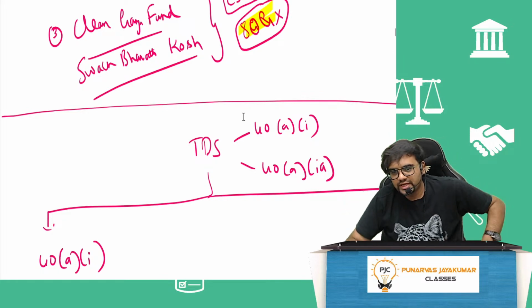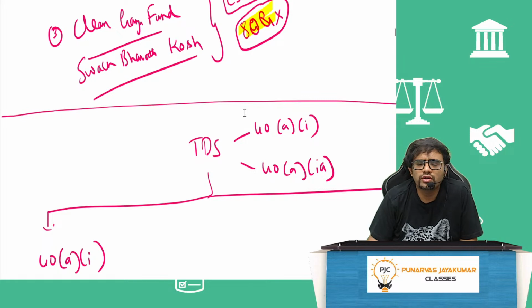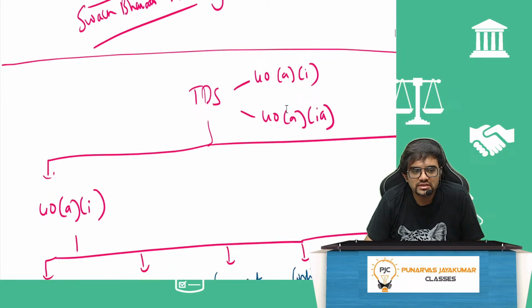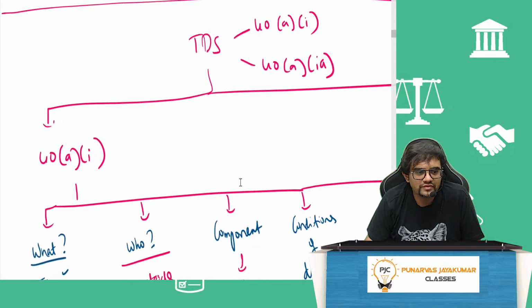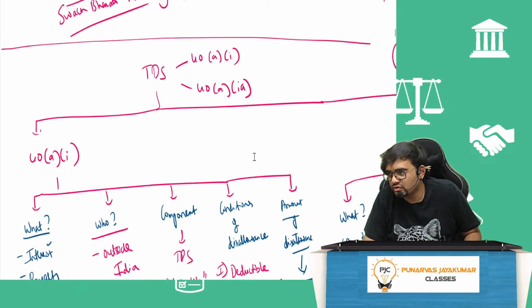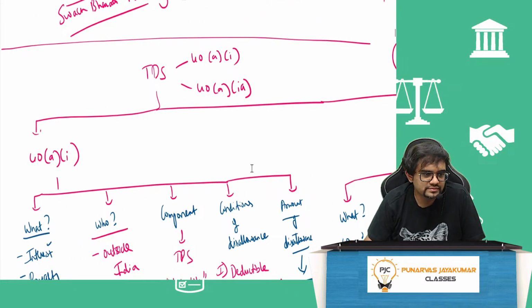Right. Next part, 40(a). TDS, tax deducted at source. What should you do with TDS? You should pay on time. If you don't pay on time, then it will be disallowed. How much is disallowed? We will see.